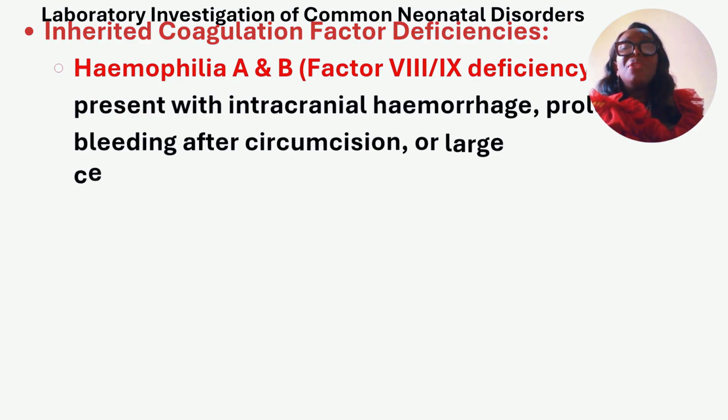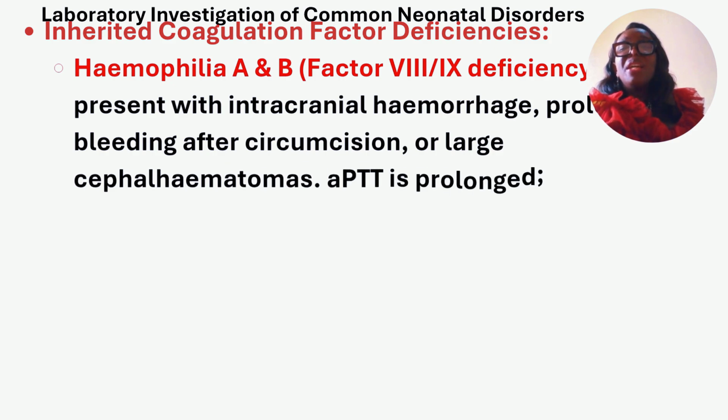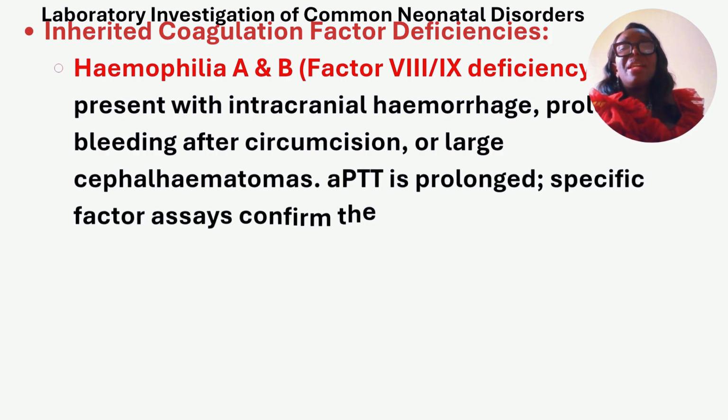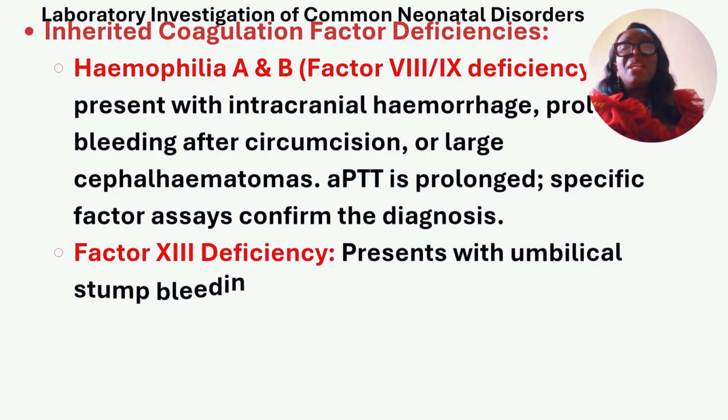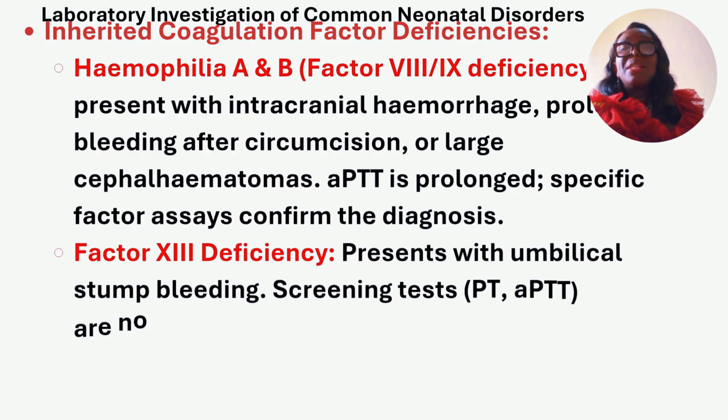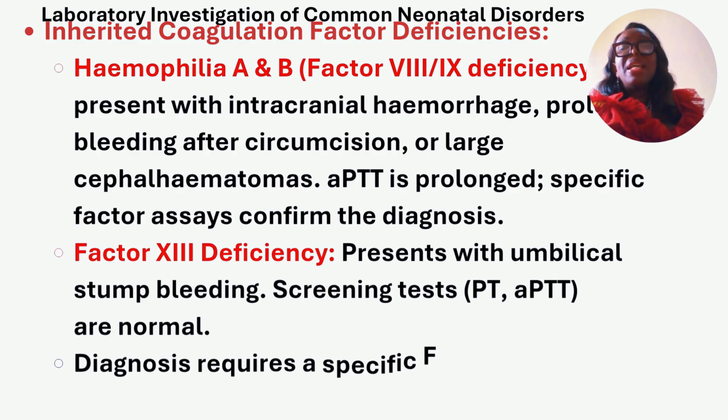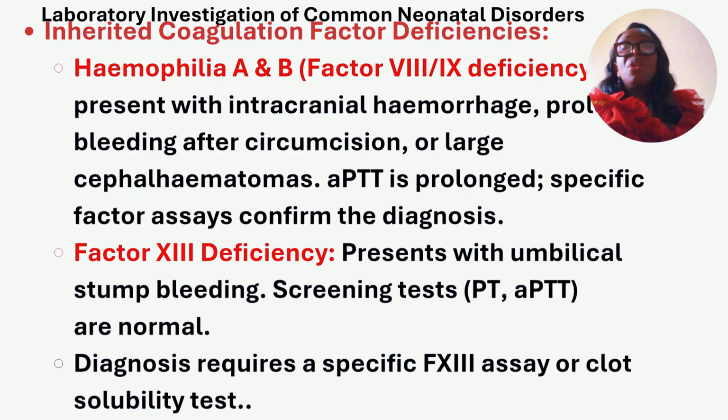Inherited coagulation factor deficiencies. Hemophilia A and B, that is, deficiencies of factor 8 and factor 9, can present with intracranial hemorrhage, prolonged bleeding after circumcision, or large cephalohematomas. APTT is prolonged. Specific factor assays confirm the diagnosis, and these include assaying for factor 8 or factor 9.